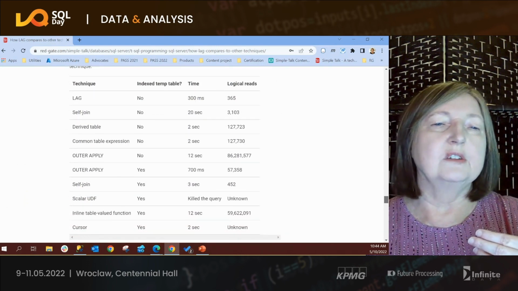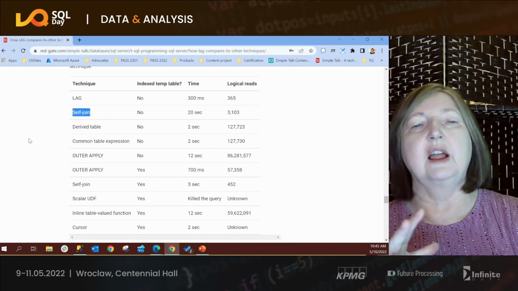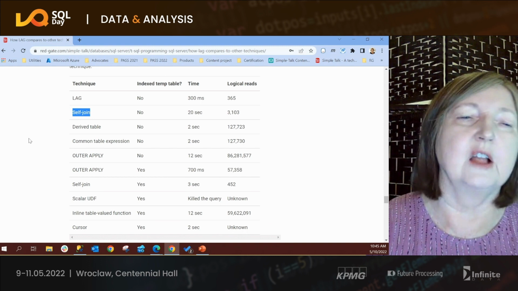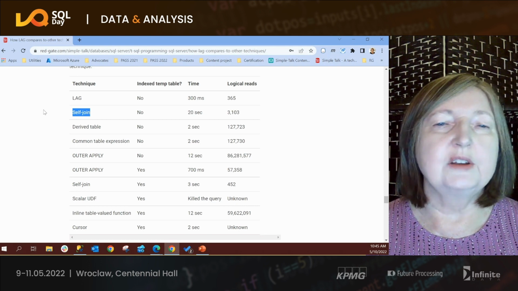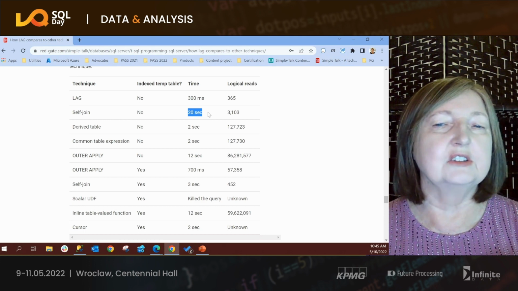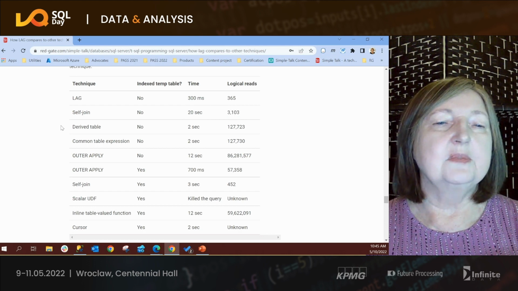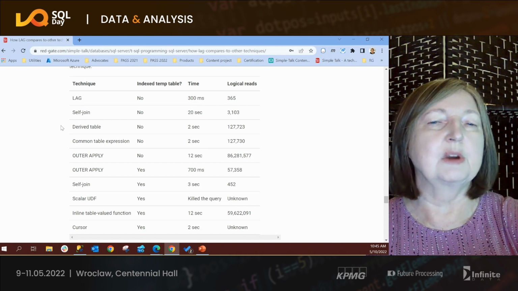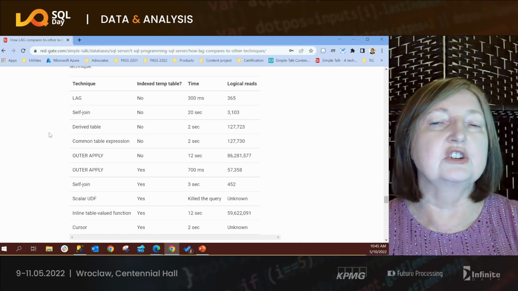If I did a self join of the table to itself. Remember, I didn't talk a lot about lag here, but lag pulls a column from another row. So if you don't have lag, you might do a self join. The self join took 20 seconds, not just milliseconds, 20 seconds. It still didn't have a bad logical read. I could use a derived table, so something in a subquery in the from clause. It took 2 seconds. It was a bit faster, still a large number of logical reads.